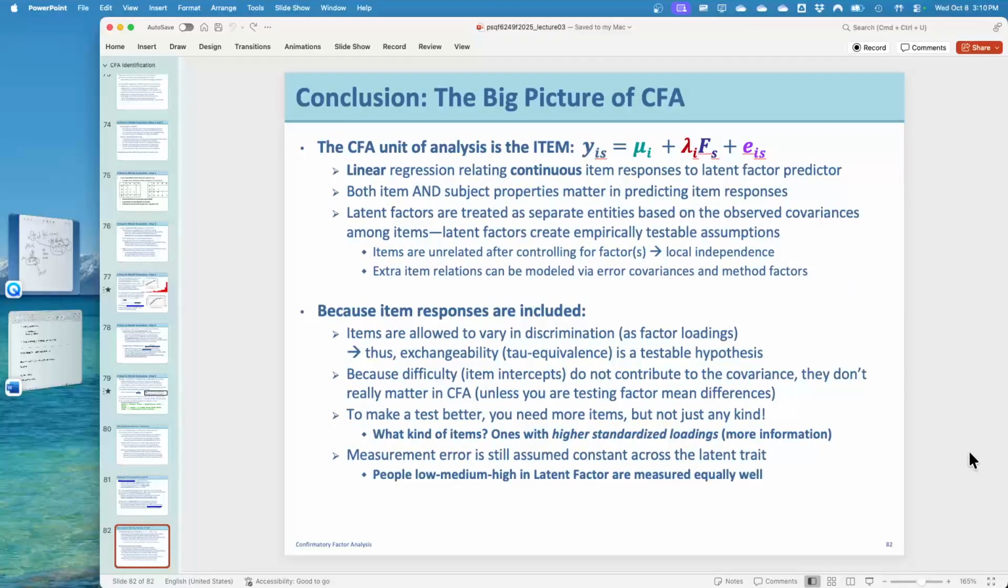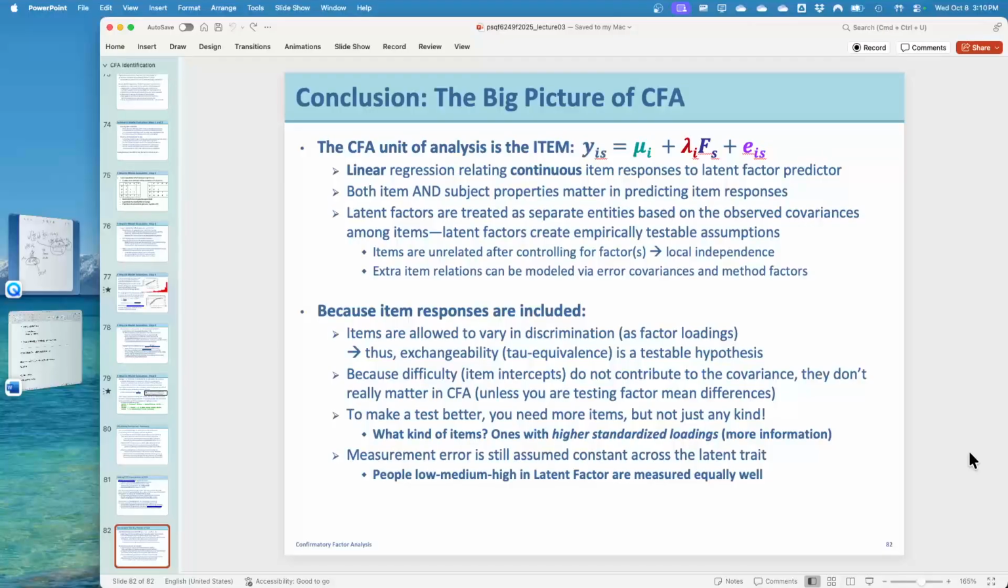All right. So in wrapping up, the big picture of CFA: the unit of analysis is the item. You're doing a bunch of linear regressions. And because item responses are included, items themselves are allowed to vary in their item discrimination, their factor loading. Item difficulty can be different per item, although we don't usually worry about that when it comes to model fit. And if you want to make your assessment better, more accurate, you can't just add items to it.